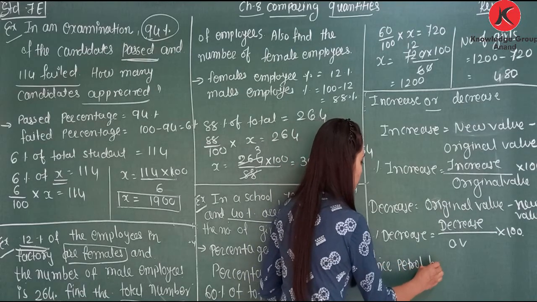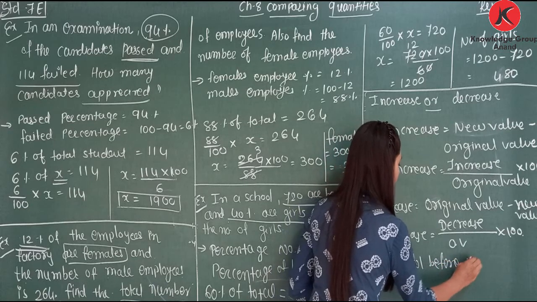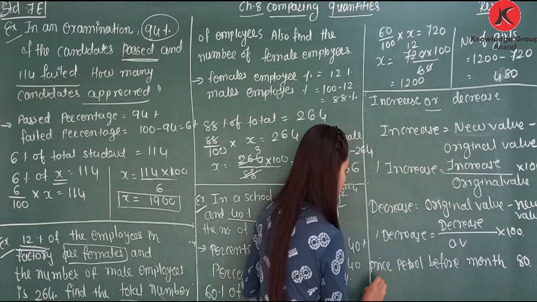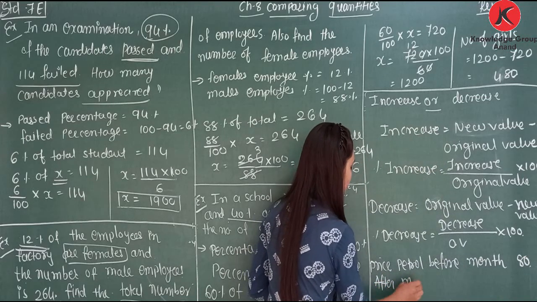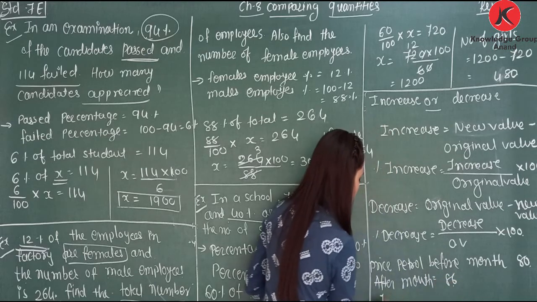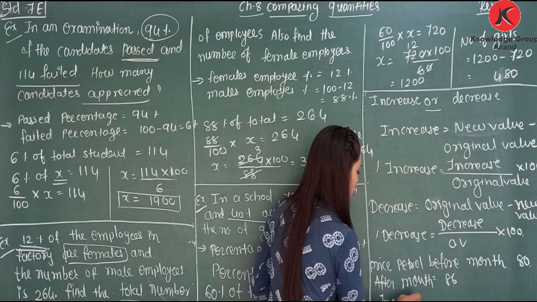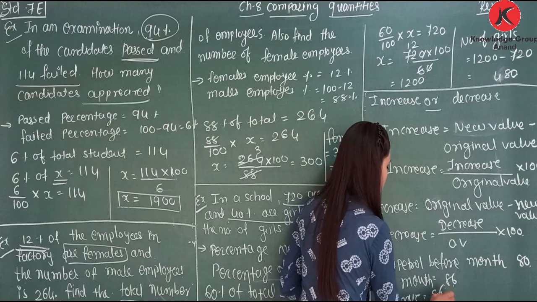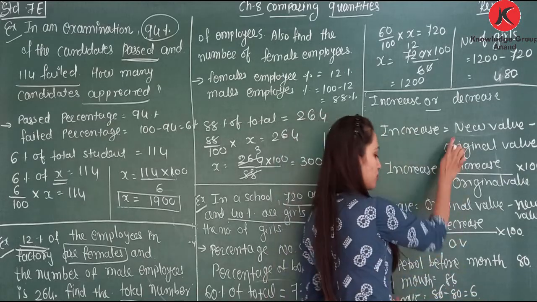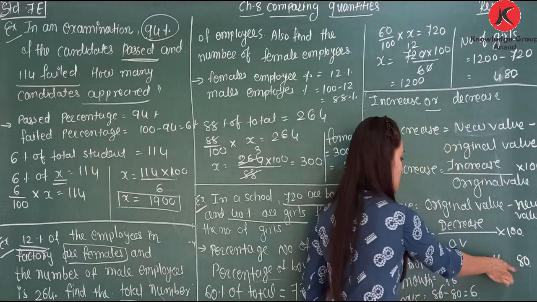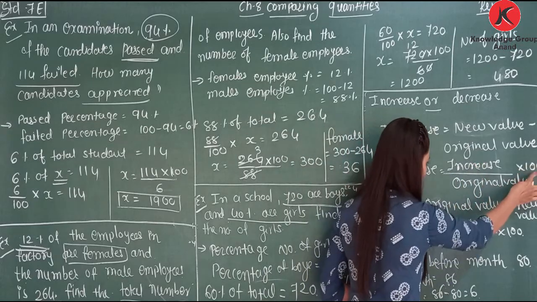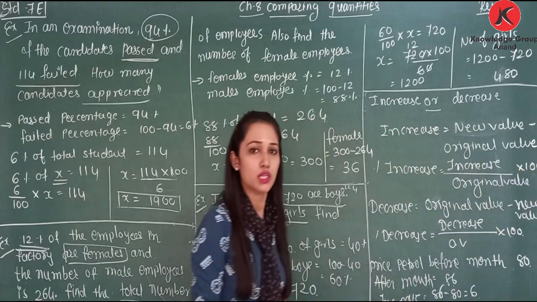For example, if the price of petrol before month is 80 rupees, after month it is 86 rupees. So increase is 86 minus 80, that is 6 rupees. New value is 86, original value is 80, increase is 6. So we can write here 6 divided 80 multiply 100 to find the percentage increase.